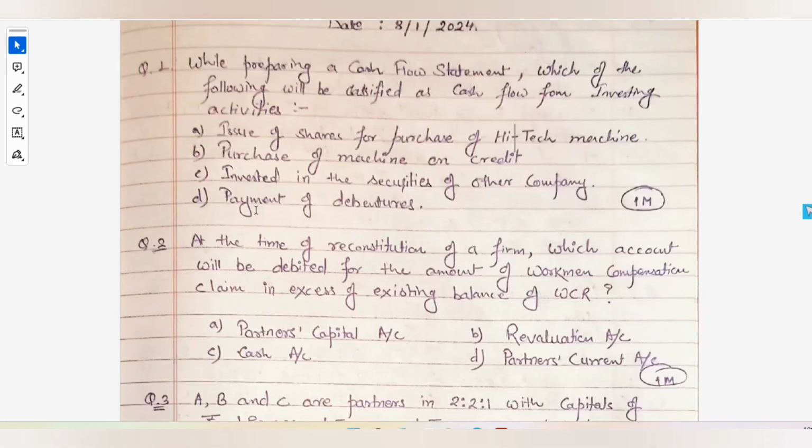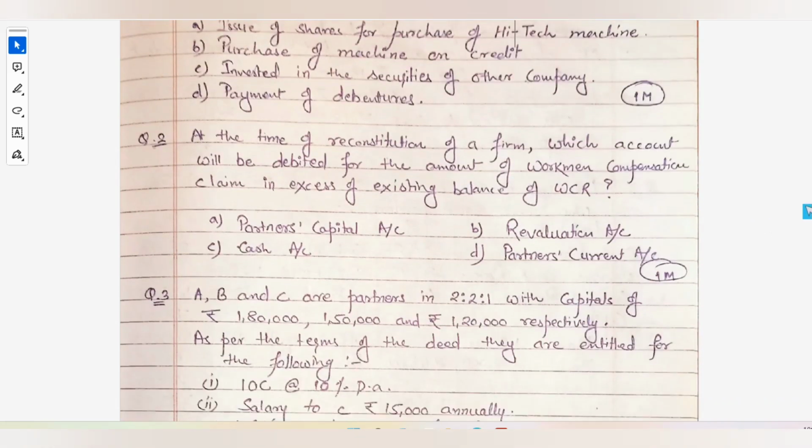Now let's move to the second question. At the time of reconstitution of the firm. This question is from one of the chapters from change in PSR to death of a partner, because reconstitution of the firm has been mentioned. Which account will be debited for the amount of workman compensation claim in excess of existing balance of WCR?